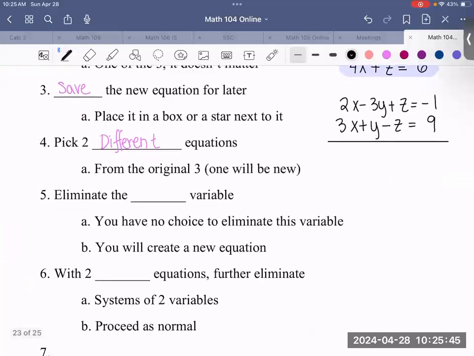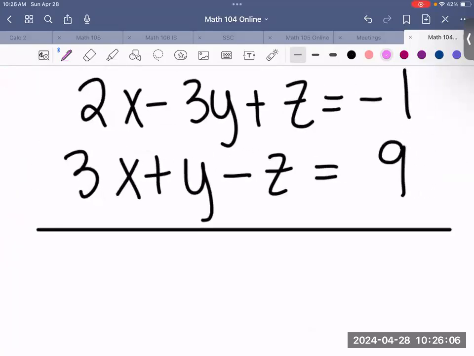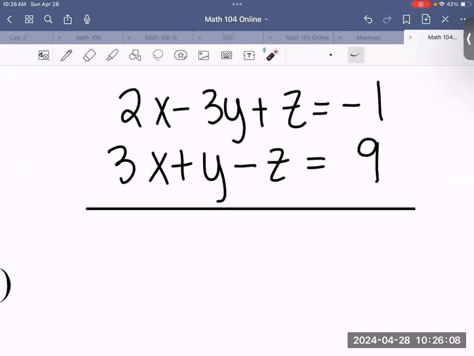So now we are going to eliminate again. Now, before we get too hasty and eliminate our z's, we do have to eliminate the same variable as the one we have done previously. We chose to do y previously, so we're going to have to work in getting our y's canceled. So you do not have a choice. You will create a new equation though. So how can your y's cancel? Well, they do have opposite signs, which is really nice for us.